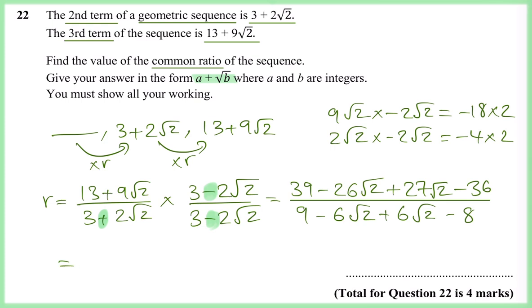So let's tidy that up. 39 take away 36, that's going to be 3. Negative 26 root 2 plus 27 root 2, that's just root 2. And the denominator, we can see that these two terms cancel. 9 take away 8, it's just 1. So the final answer is 3 plus root 2.